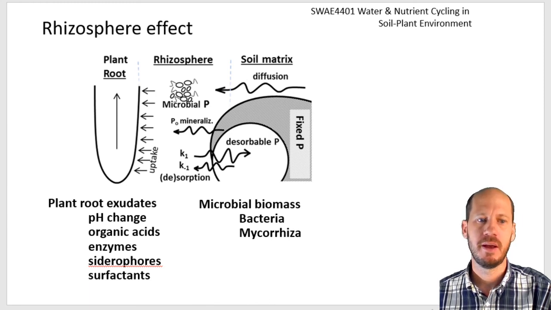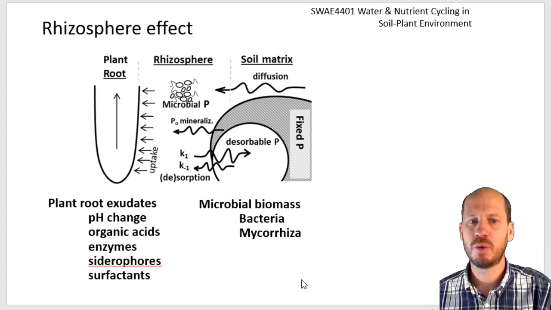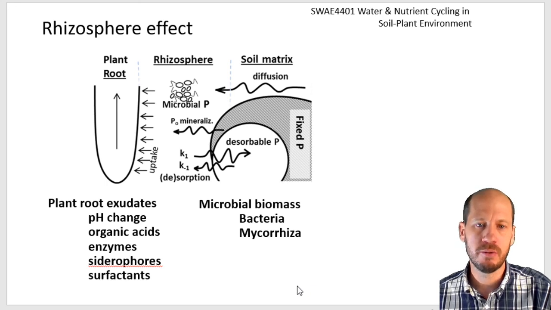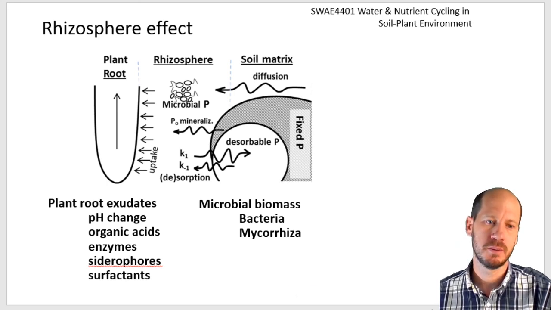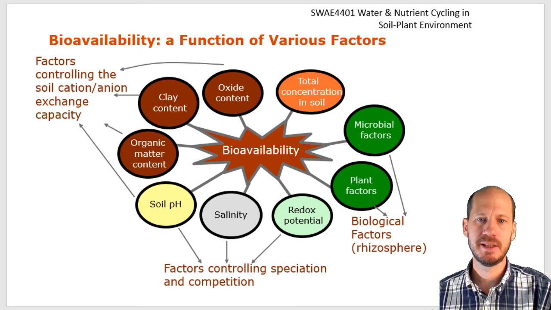It's not straightforward chemistry or straightforward chemical reactions or biology in the system, and it's not a straightforward physiological trait of the plant. It's a combination of all of those. And this is the exemplification of this combination. You have all the properties of the soil, but also the factors related to the plants and the microbes that are regulating the bioavailability of nutrients for the plants.